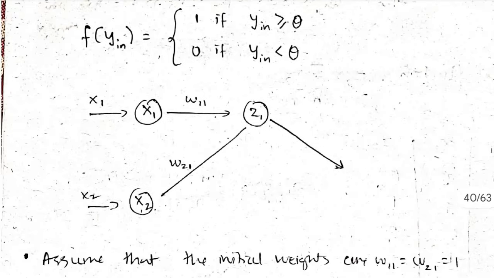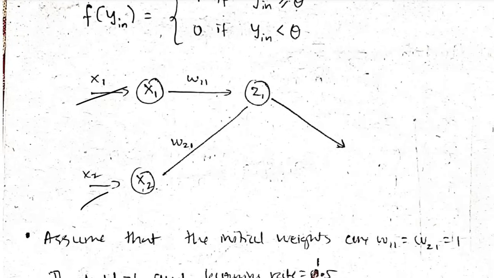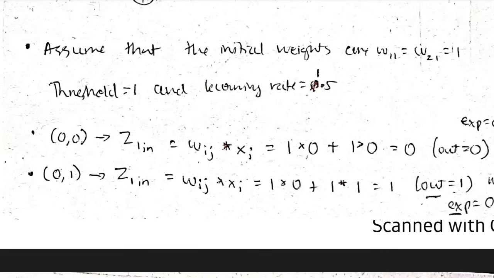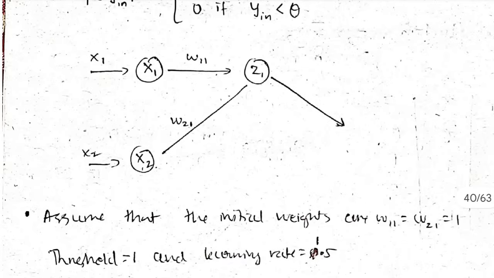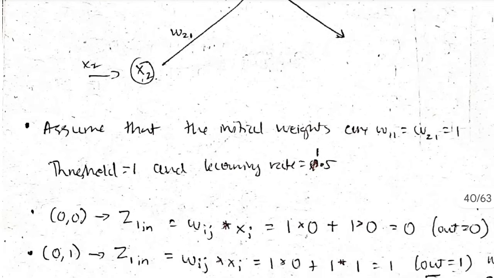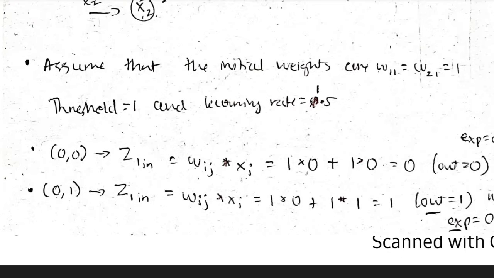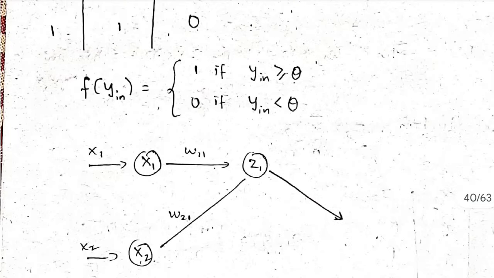Okay, so let's consider the first part. In the first part I have x1 x2, both going to Z1 with the weights w11 and w21. Assume the initial weights are both 1, both w11 and w21. You can take any value, but for simplicity we have considered it as 1 only, and the threshold value is also 1. Sorry, the threshold value I mentioned here as 0 is not 0, we are considering it as 1. So whatever answer I get, if it is more than or equal to 1, the output will be 1. If it is less than 1, the output will be 0.